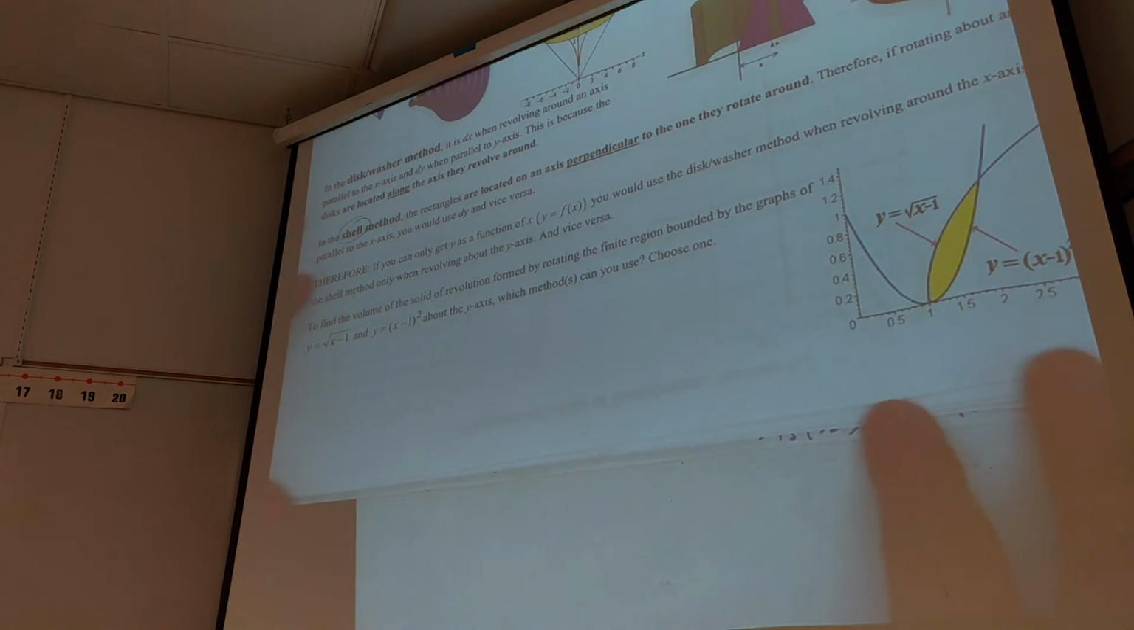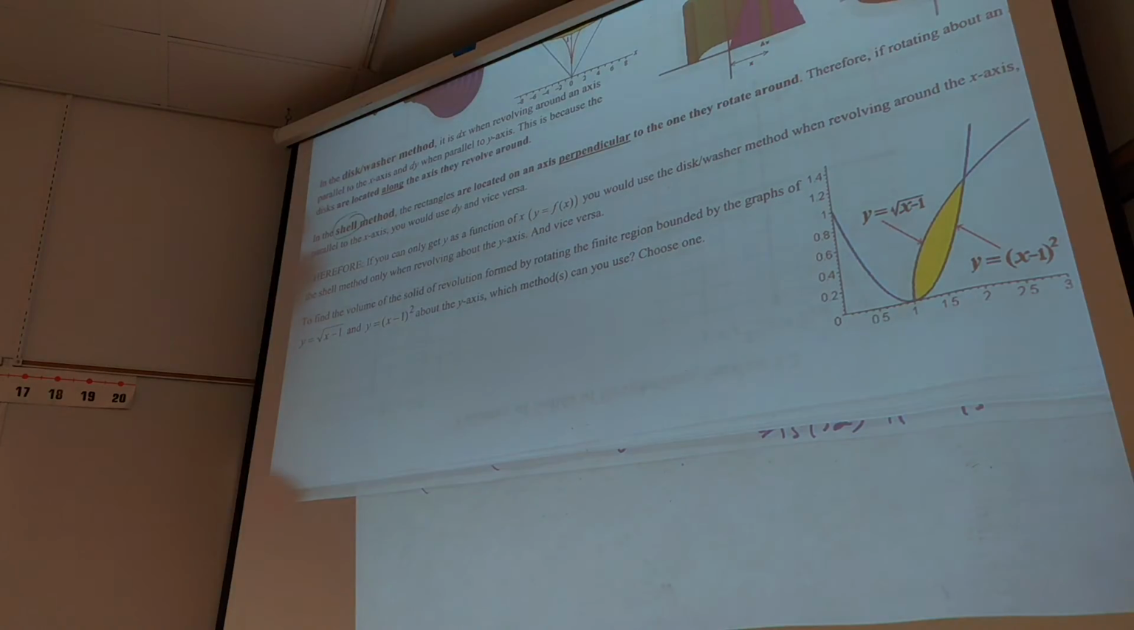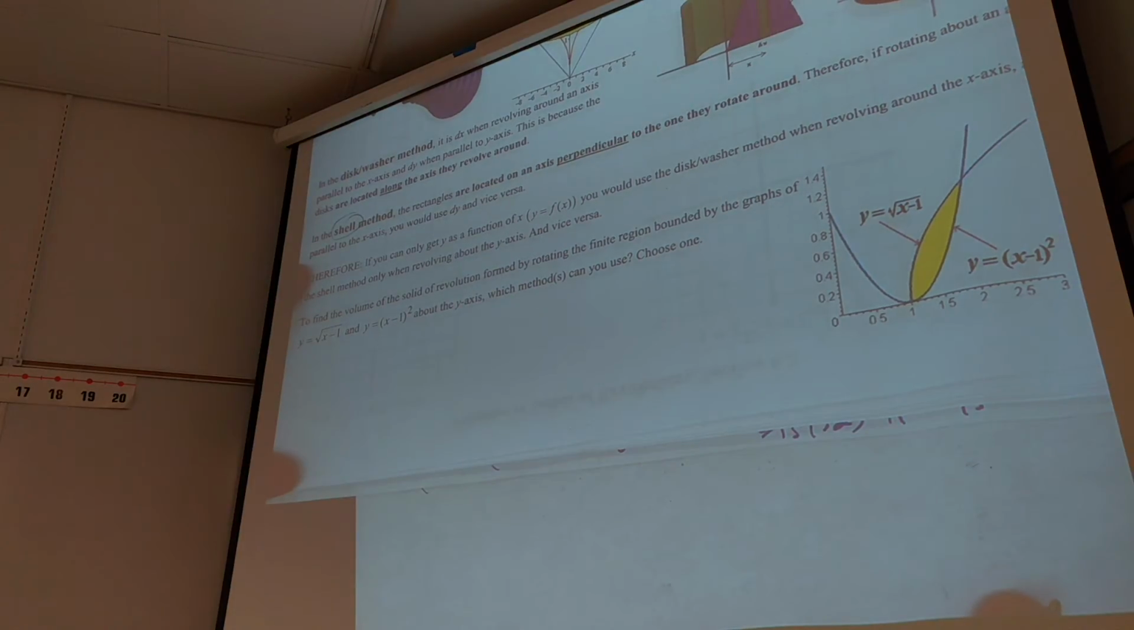So why don't you guys go ahead and try to determine which is the best method. The reason I always try shells first is that if shells are going to work, I like it better, because it doesn't have any squares in there and you don't need outer and inner radius. Alright, let me see if you guys... I'm rotating this around the y-axis.